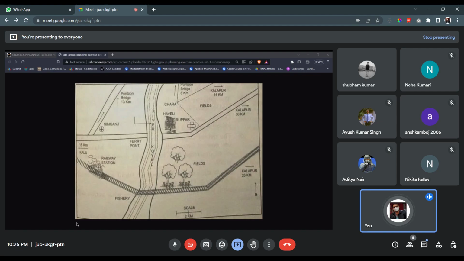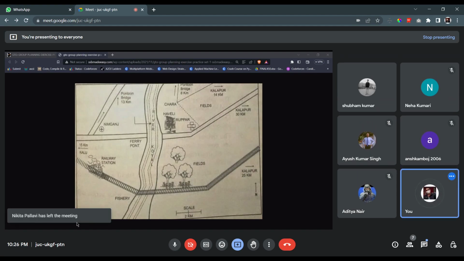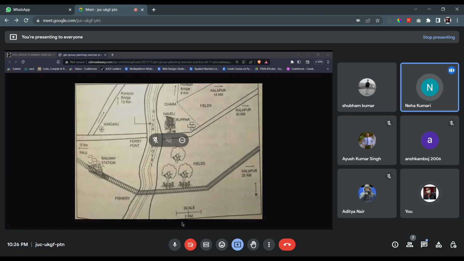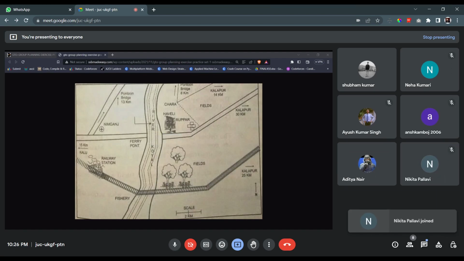Hello, Shubham, Neha, Ansh, Aditya, Nikita. Do we all agree? Yes, Saurav, we agree with it. Okay, thank you, Ayush, for giving the common solution. I'll stop the recording. I agree with the plan of action. Yes, we agree.